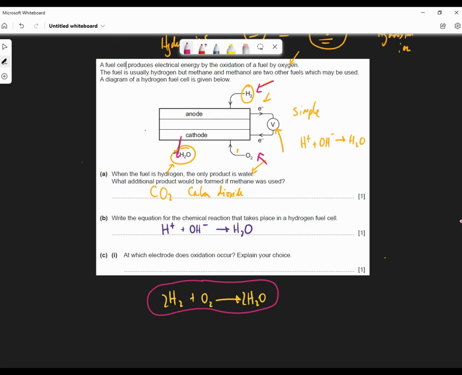At which electrode does oxidation occur? Well, oxidation is the loss of electrons. Which side loses electrons? At this side. It's at the hydrogen side. That's where they lose electrons. So at which electrode? It's at the hydrogen electrode.